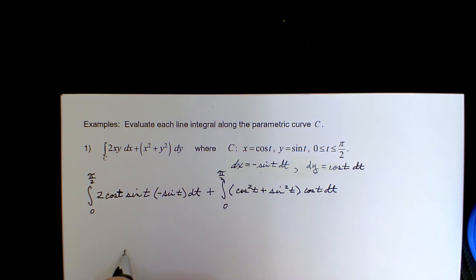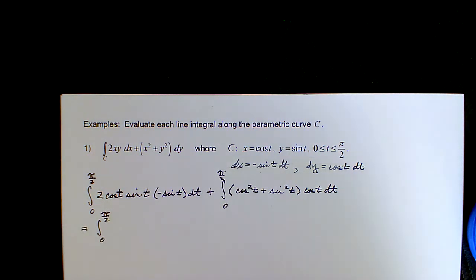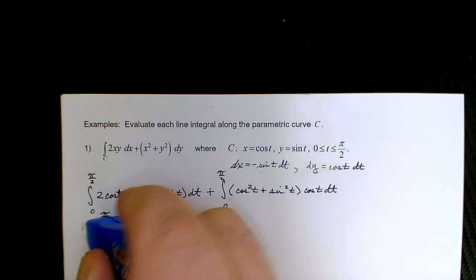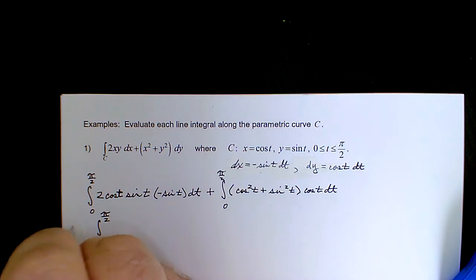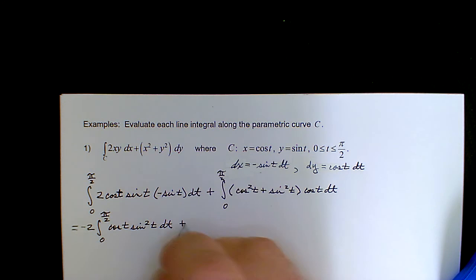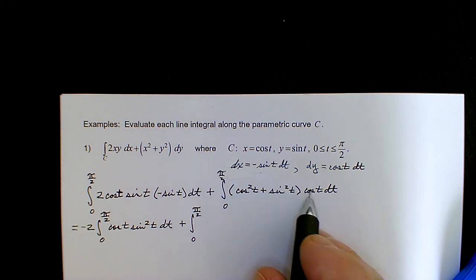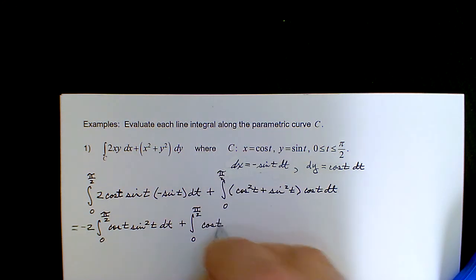Okay, so let's simplify this, and that is the integral from 0 to pi over 2. Actually, let's bring the negative and the 2 out in front. So we'll have negative 2, and then that's cosine of t times sine squared of t with respect to t, and then plus the integral from 0 to pi over 2 of, this simplifies neatly because cosine squared plus sine squared is 1, so we just get cosine of t dt.